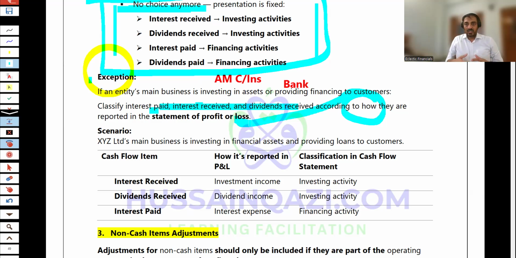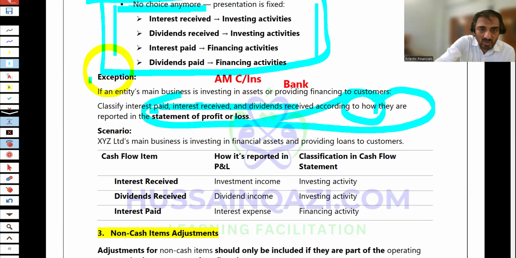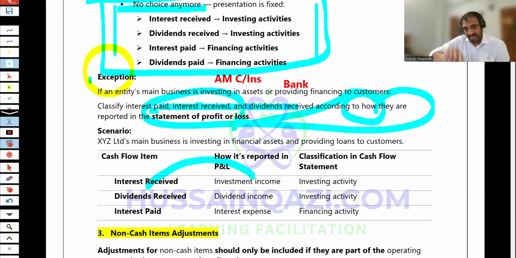So what are the exceptions? They will report according to the P&L. That's all. If a bank receives interest and reports it in the P&L as investment income, then in parallel the cash flow reflects the interest received as investing activity. Same for dividend received, same for interest paid.